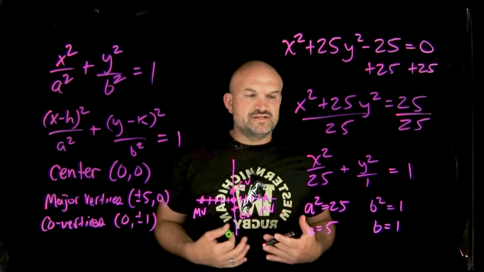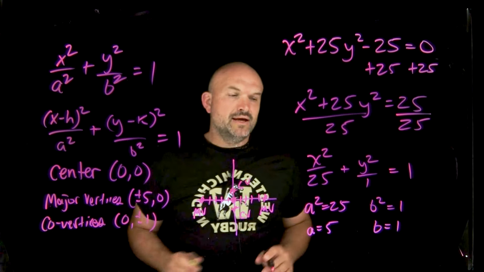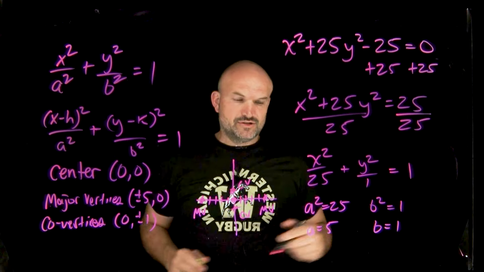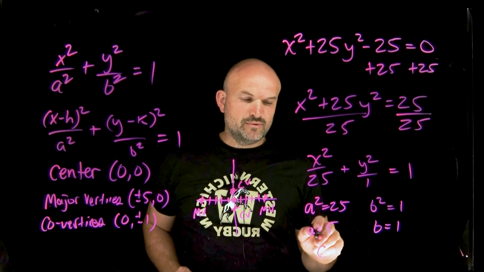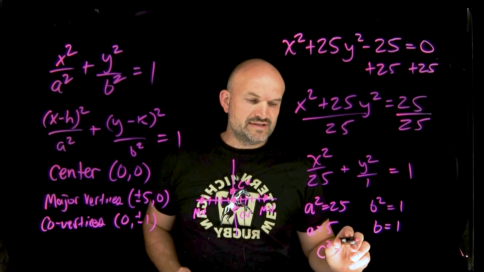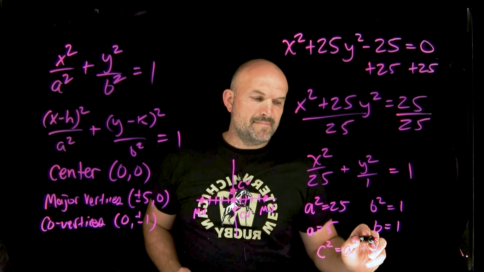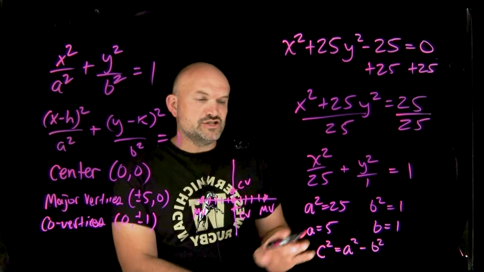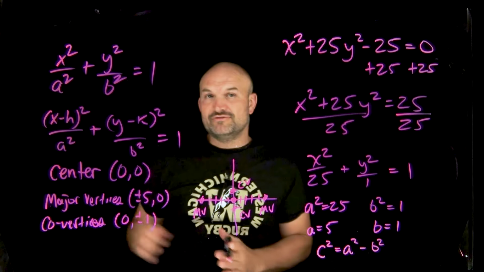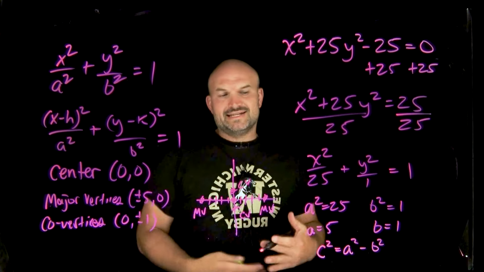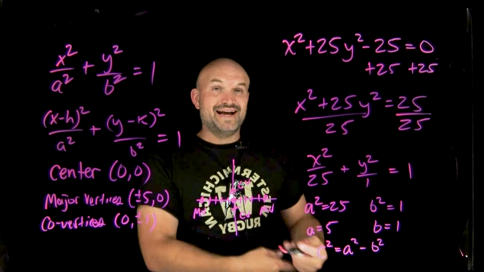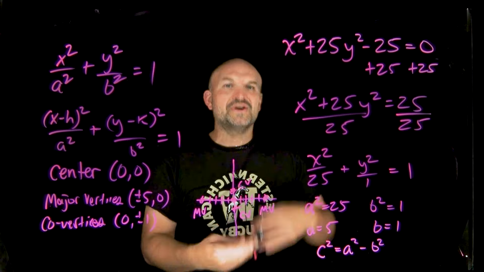So the foci is going to be all about our relationship between our a and our b. And there's a little bit of a formula that we need to be able to apply. To understand what our c is going to be, c squared is going to equal a squared minus b squared. So that's all we simply need to do, understand the relationship. Now this relationship is unique for an ellipse. It's going to be different for a hyperbola. So just like I said, a squared is always larger than b squared for an ellipse. Always remember that a squared minus b squared is going to give you c squared for an ellipse.